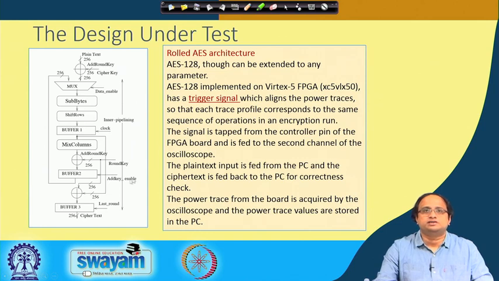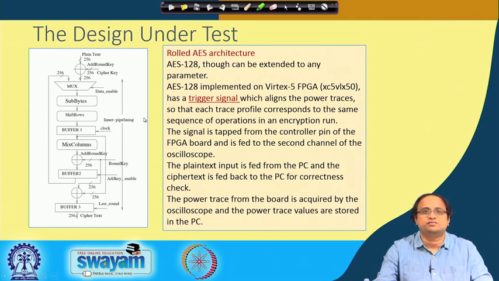So, here is my design under test. Of course, you can change the target, but let us consider this as our target. This is our rolled AES architecture, which we already discussed in our previous classes. The AES in this case is the AES 128 version, but you can easily extend it to other dimensions of the AES algorithm. The AES in this case is implemented on a Virtex 5 FPGA, and this is the device family of the FPGA, and it has a trigger signal.